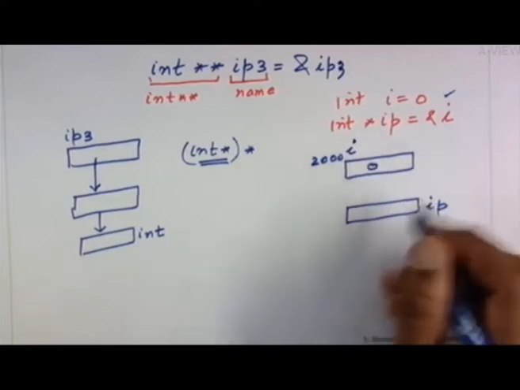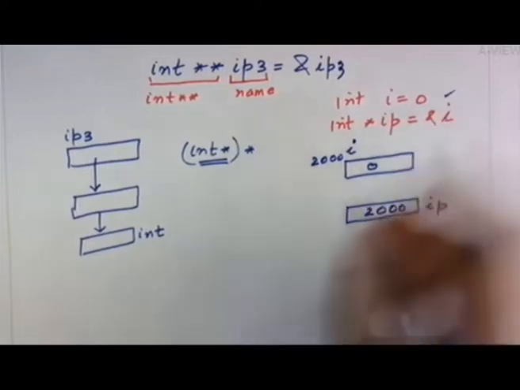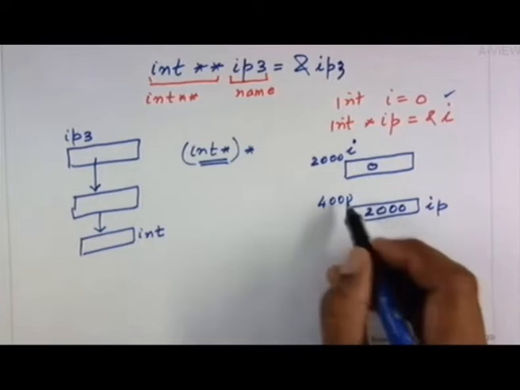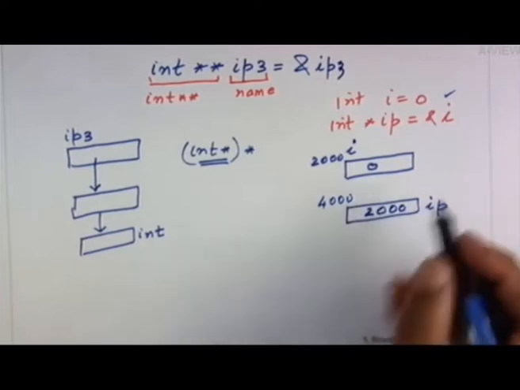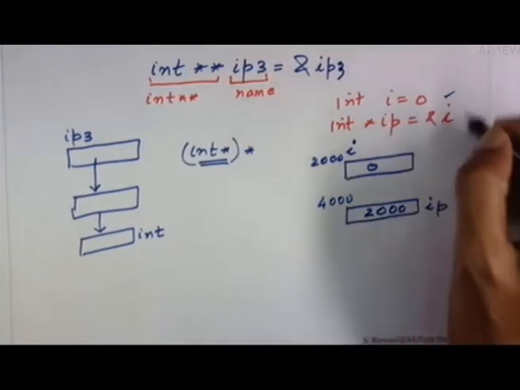Okay, the address here is fixed, which is 2000. So I put it there because of the right hand side. And let me assume this is 4000. What is 4000? The location value of IP, where IP is stored. But what is stored in IP is 2000. I processed this also.